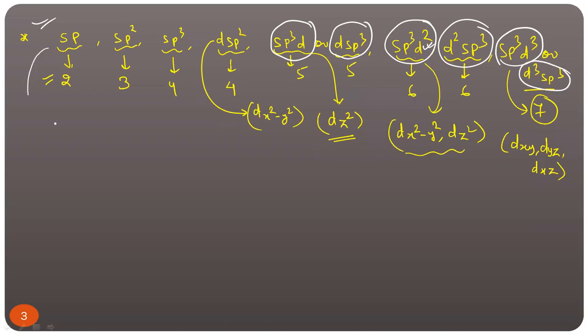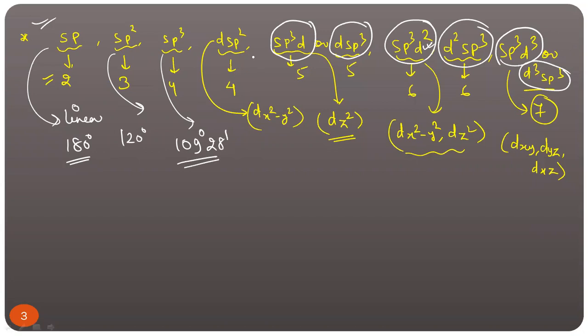Clear? Now we know in sp, the shape will be generally linear and the angle is 180 degree. In sp2, that is triangular planar, and the angle is 120 degree. In sp3, the angle is 109 degree 28 minute, and the geometry will be tetrahedral. Clear? In dsp2, square planar, and bond angle is 90 degree. In sp3d, there are two different bond angles, 120 degree and 90 degree. That is called trigonal bipyramidal.